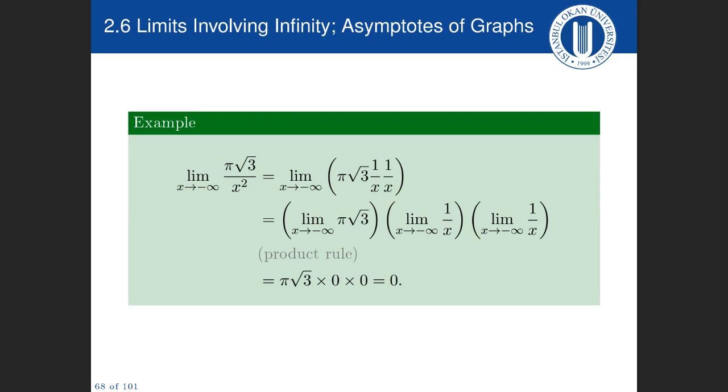Or we can do this. This limit, I have the limit of pi, square root of 3, 1 over x multiplied by 1 over x. By the product rule, that's the limit of pi root 3 multiplied by the limit of 1 over x multiplied by the limit of 1 over x. Or pi root 3 multiplied by 0 multiplied by 0, which is 0.